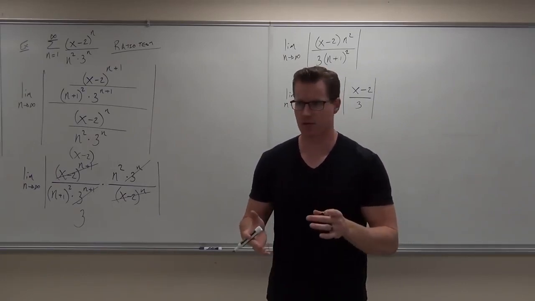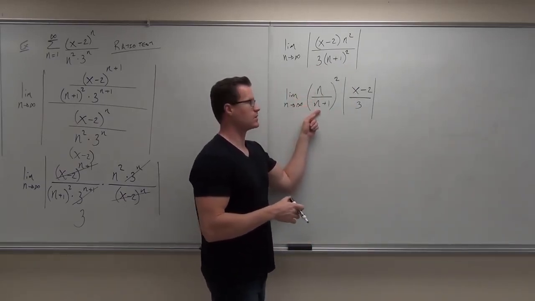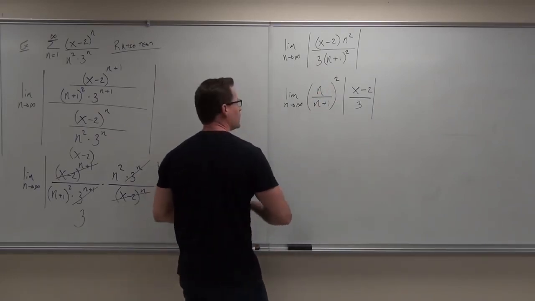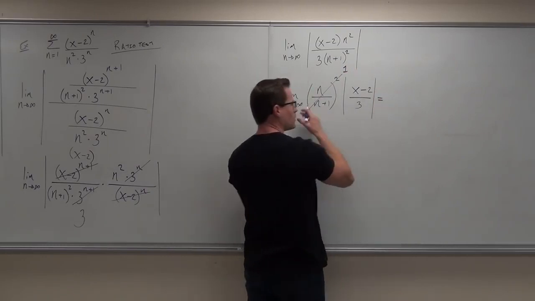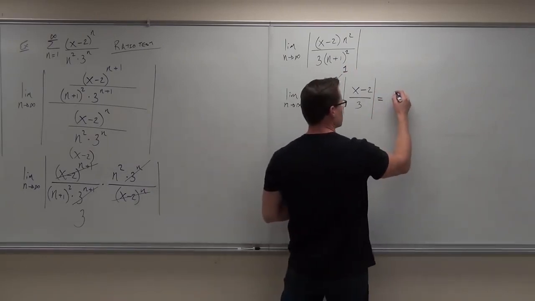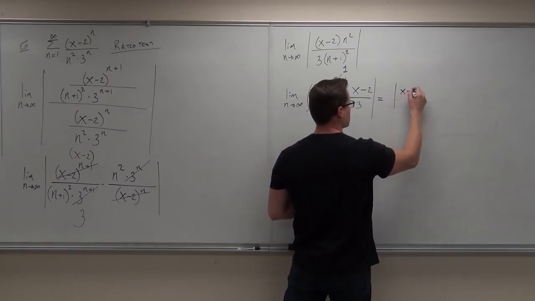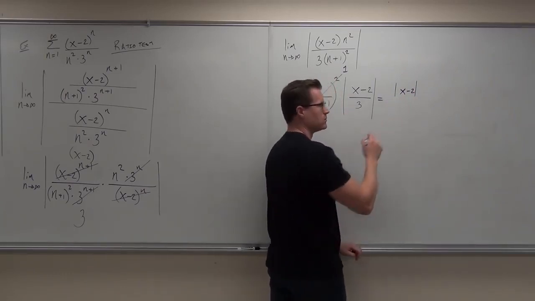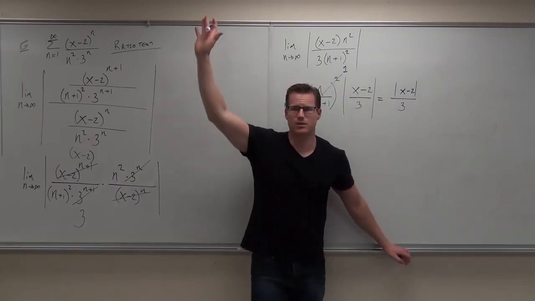Are you guys okay with that? How much is n over n plus 1 as n goes to infinity? 1. And what's 1 squared? 1. So this whole thing is 1. So what is this whole limit equal? 2 over 3 absolute value of x minus 2. Actually, I'm going to do this for you. Does this absolute value affect the 3 at all? No. That's what we get. Show of hands if you're okay with that so far.